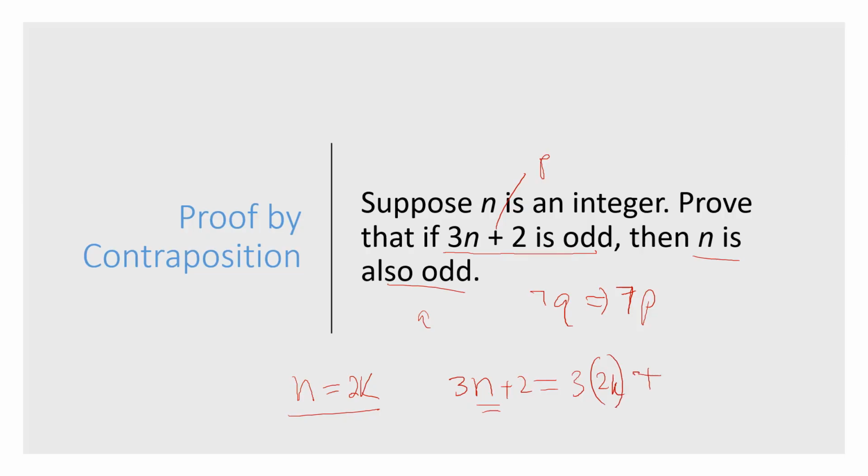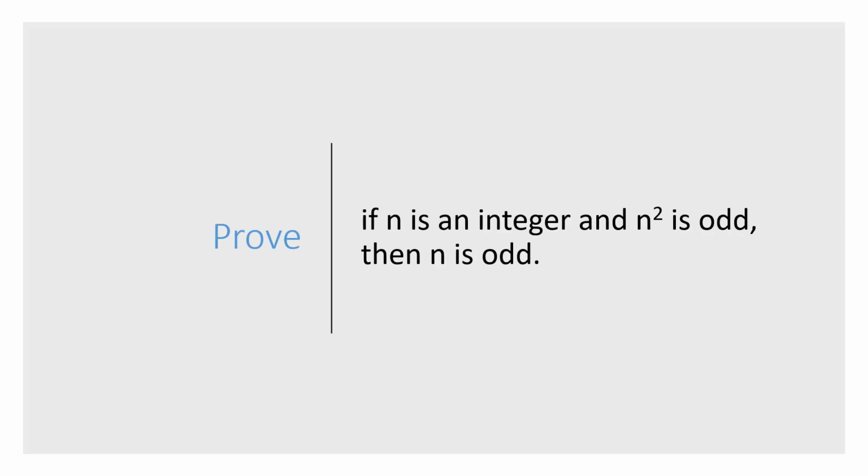2k plus 2. And obviously I can write this as 2 times 3k plus 1. And if I assume this to be r, I get 2 times r. So this means 3n plus 2 is even. So we just proved that if n is even, then 3n plus 2 is also even. And what that means is if 3n plus 2 is odd, then n must also be odd.